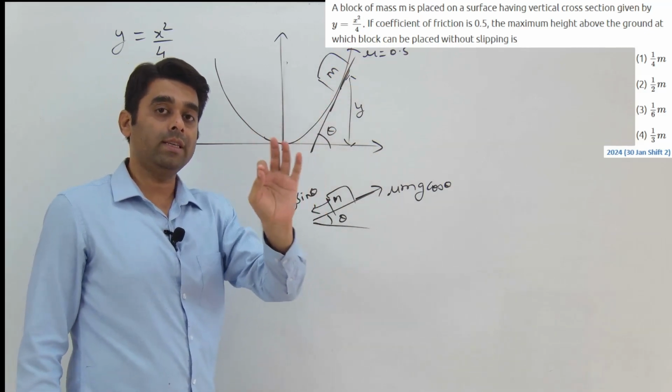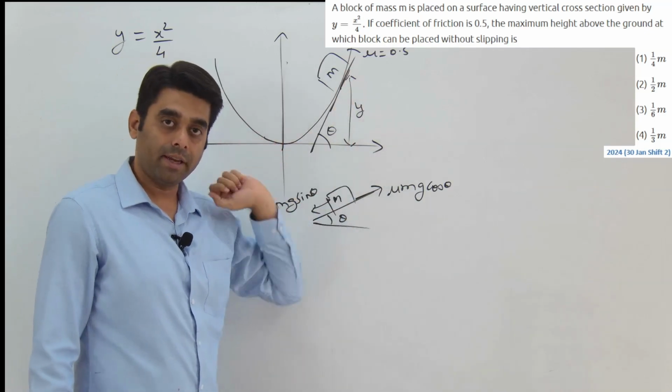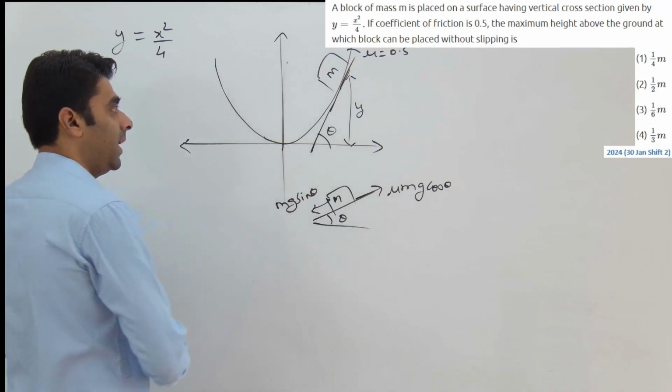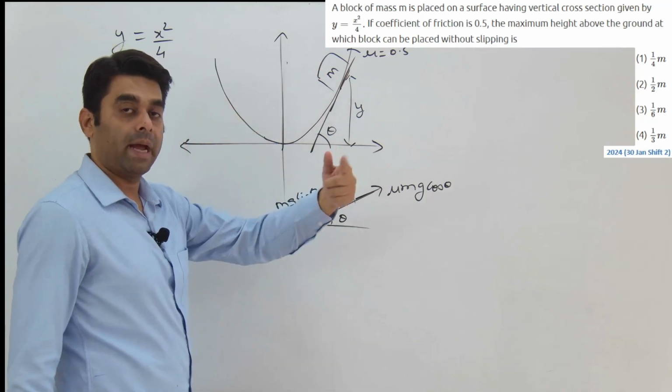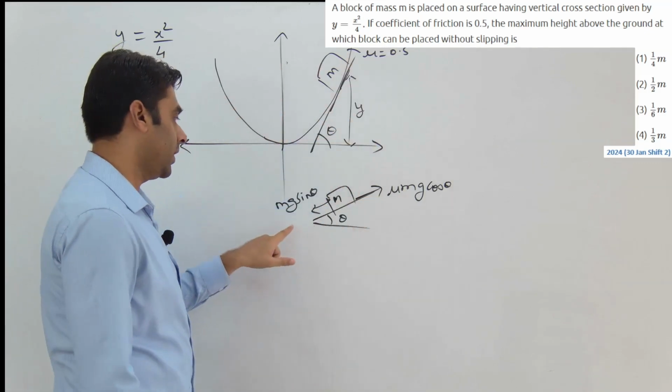If the block is at rest, that means it does not slip. What is the maximum height where we can keep it? That implies the forces should get balanced. The forces should be balanced over here, and for maximum height, the friction will be acting at its maximum, right? So what can we write?